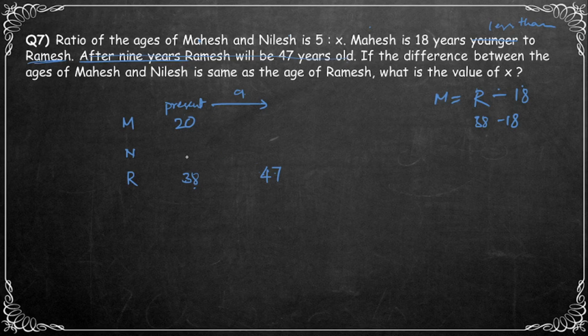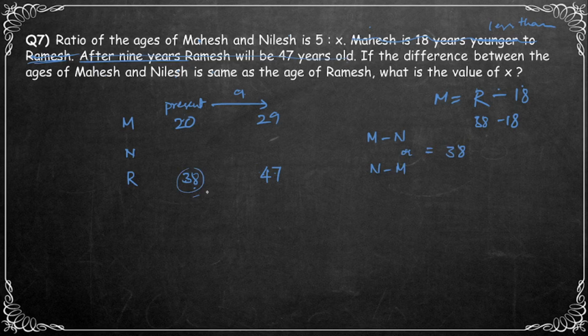So can we fill anything more from this information? Yes. So future age will be 20 plus 9. This may not be useful in the solving, but it's okay to fill. Okay. So this is gone. Next sentence says, if the difference between ages of Mahesh and Nilesh is the same as Ramesh's age. So the difference between the ages of Mahesh and Nilesh can be m minus n or n minus m. So it can be anything. So it is equal to 38.